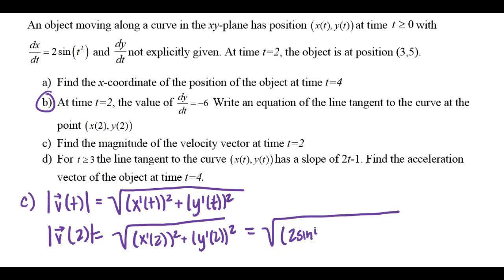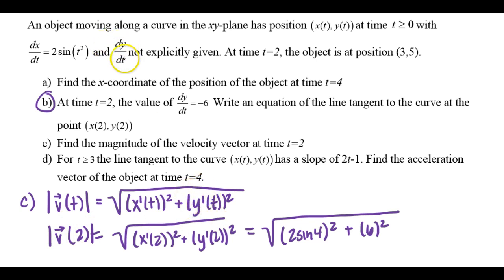So 2 sine 4 quantity squared, and then plus 6 squared. So the magnitude of the velocity vector, remember magnitude is like putting the absolute value bars around the vector, which is the formula, the square root of the horizontal component squared plus the vertical component squared. But we wanted to know what was going on specifically at 2, because we wouldn't be able to generalize this portion for y prime of t.